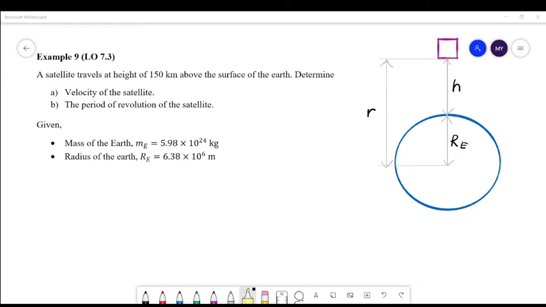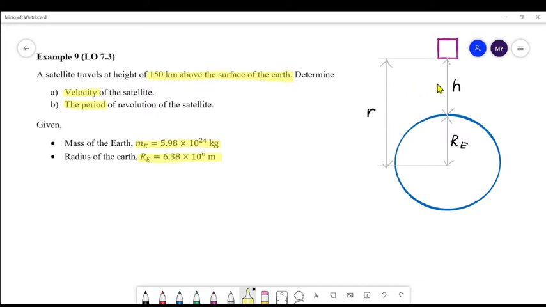A satellite travel at height of 150 km above the surface of the Earth. Determine the velocity of the satellite. Itu soalan A. Dan soalan B pula, determine the period of revolution of the satellite pada orbit. So diberi dalam soalan ini, the mass of Earth is 5.98 times 10 to the power of 24 kilogram, and the radius of the Earth is 6.38 times 10 to the power of 6 meter.